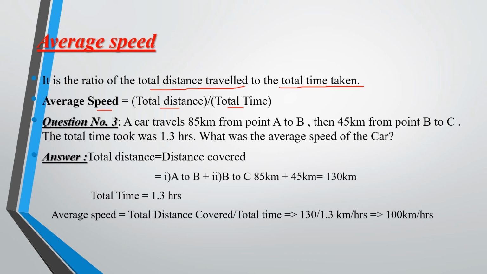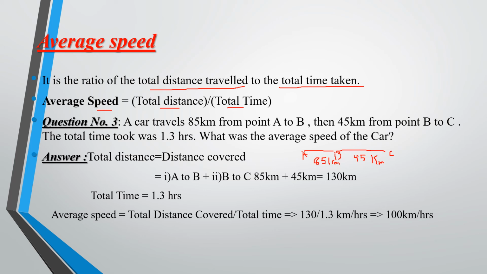A car travels 85 km from point A to B. So point A is here, then B is here. The car travels 85 km from point A to B. So what is the distance it is covering from A to B? That is 85 km, right? Again, it travels from point B to C. It covers 45 km, that means 45 kilometer.